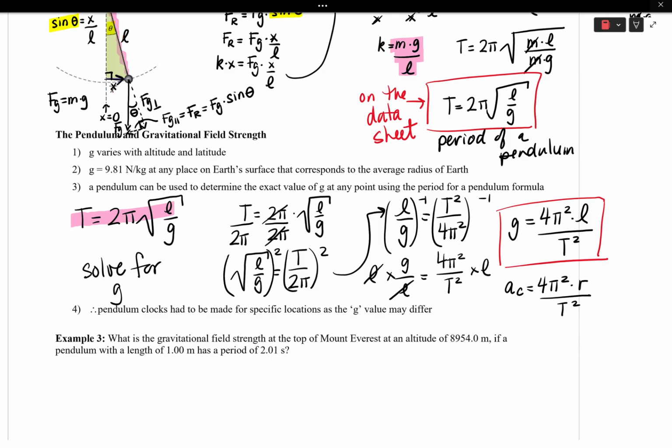Okay, so when pendulum clocks are being made, they have to take into account the acceleration due to gravity at that location, because it may change the period of the clock, and if you don't have the right period, you will not keep proper time.